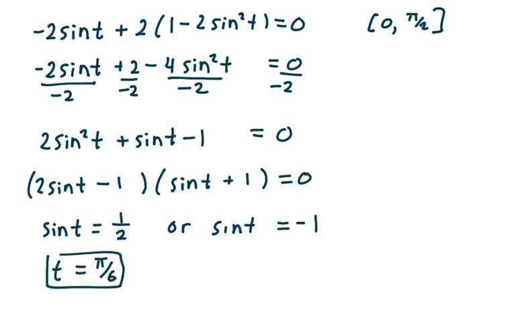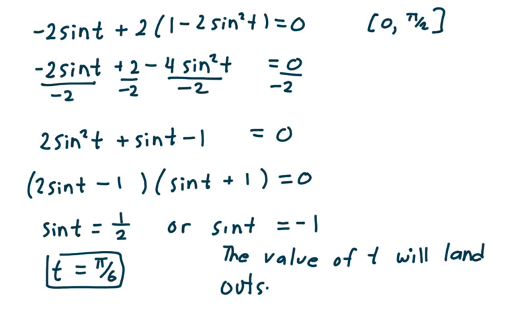If sine of t equals -1, the value of t will land outside the interval 0 to pi over 2. So we don't have to worry about that. We only have to worry about t equal pi over 6.